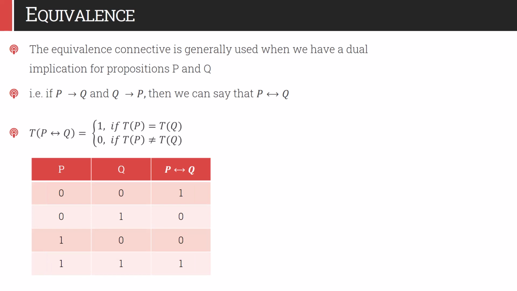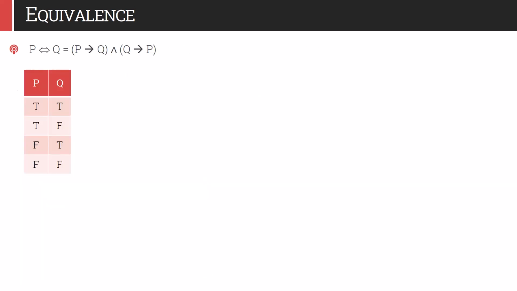Whereas in row number 2 and 3, they are different, and hence the P equivalence Q doesn't hold. Let us try to prove P equivalence Q first. It says that P equivalence Q is the same as P entails Q conjunction Q entails P. And we already know that P entails Q we can always write as not P union Q.